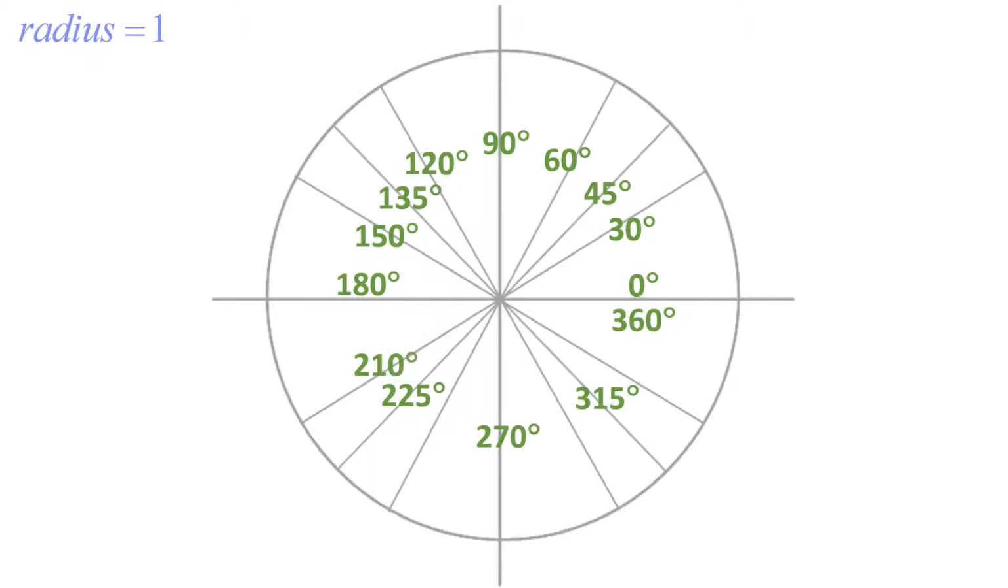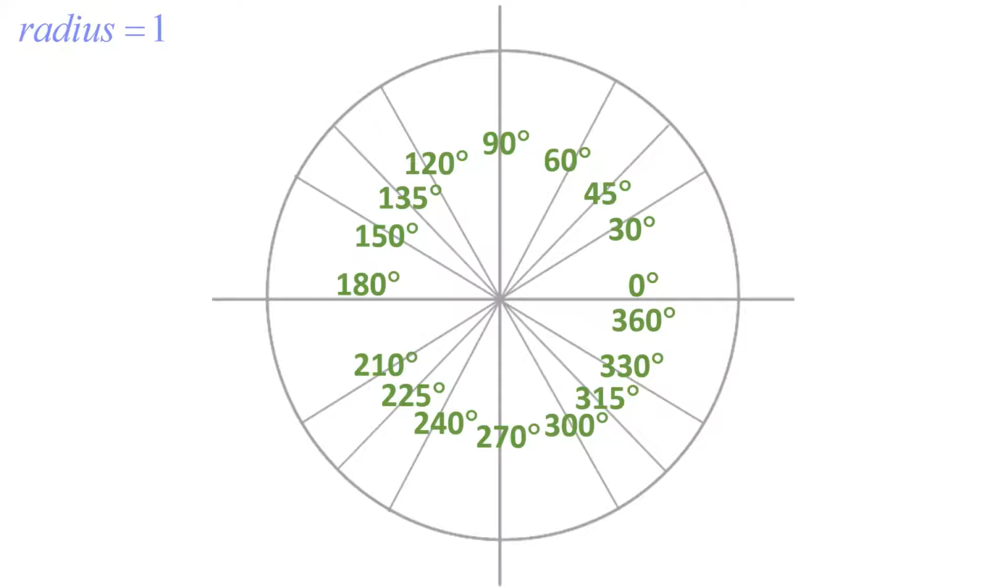Add 30 to get 210. Add 30 to get 240. Add 30 to get 270, which is already there. Add 30, we get 300. Add 30 to get 330, and another 30 degrees puts us at 360 degrees.